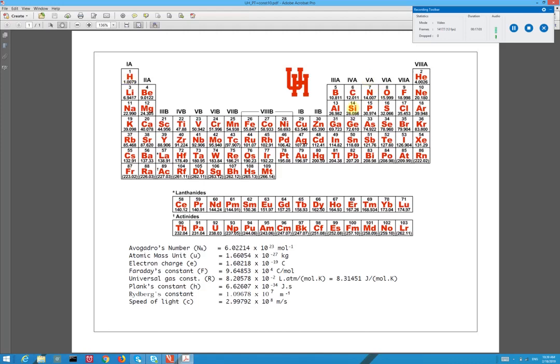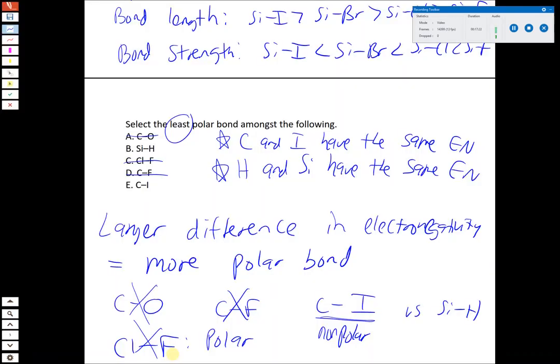So hydrogen is the same as phosphorus in terms of electronegativity, so a phosphorus-hydrogen bond is basically nonpolar. That means silicon is a little bit less electronegative than hydrogen because it's to the left of phosphorus, which is where hydrogen really would be in terms of electronegativity. So silicon is less electronegative than hydrogen, so this bond would also be polar. Silicon-hydrogen bonds are not very polar, but they are a little bit polar.